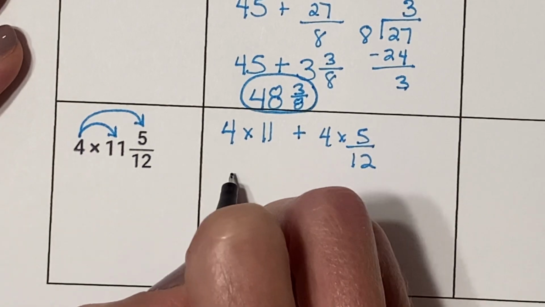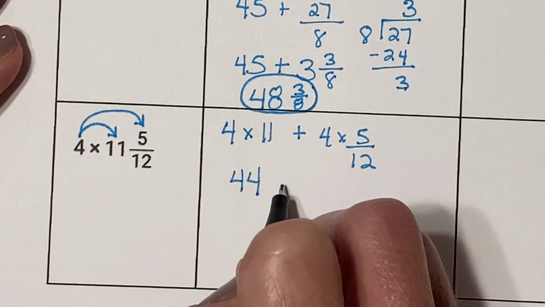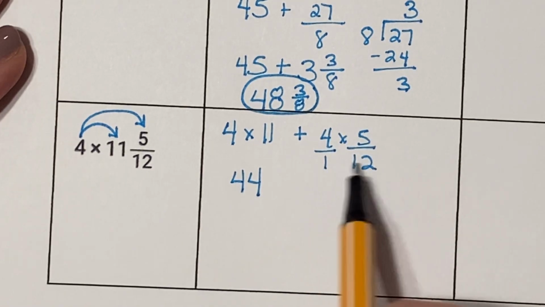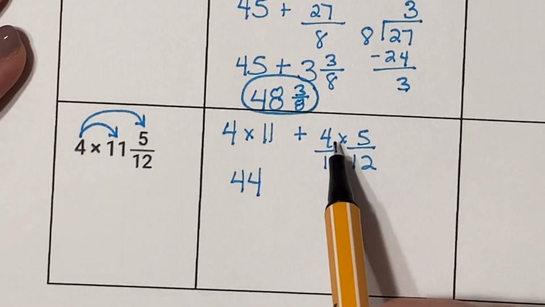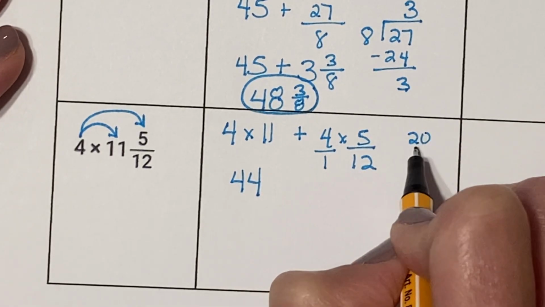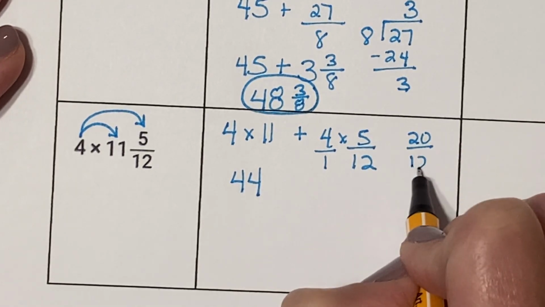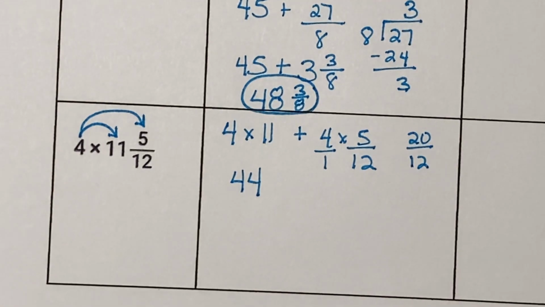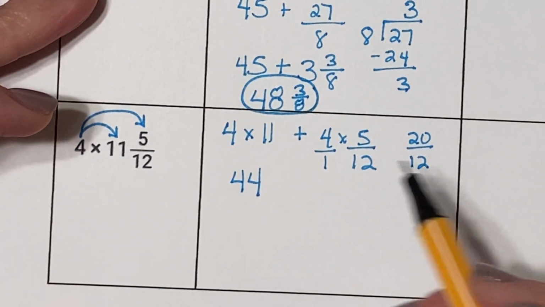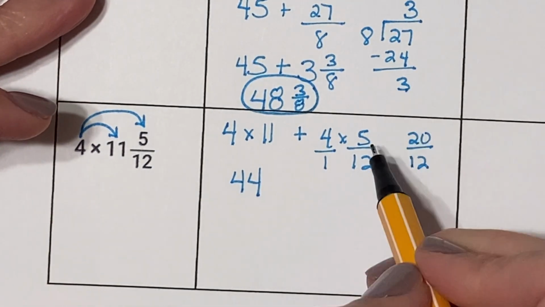4 times 11 is 44. And I'm going to put that over 1, so I have my numerators and my denominators. Now, you could go ahead and multiply straight across, and you would get 4 times 5 is 20, and 1 times 12 is 12. However, I'm going to go ahead and see if I can simplify first, because that's going to make my life a little bit easier, especially when we get into some bigger numbers later on.